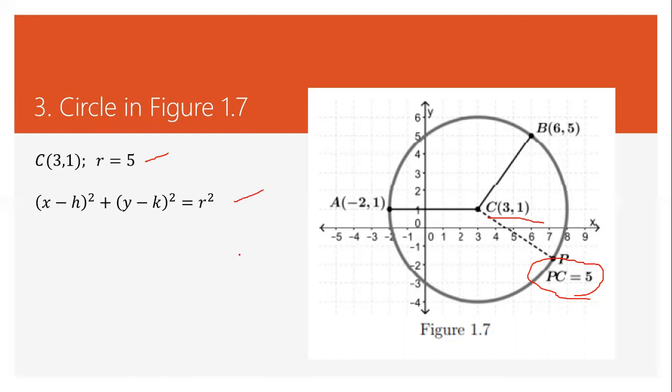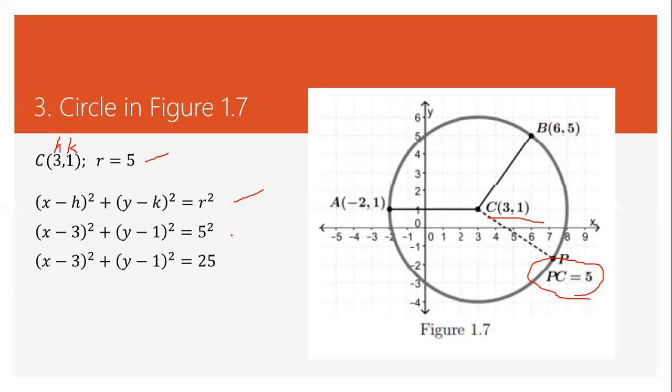So ato na lang siyang i-substitute. So quantity of x minus h squared plus quantity of y minus k squared is equal to r squared. So this is h and this is k. So x minus 3 squared plus y minus 1 squared is equal to 5 squared. So x minus 3 quantity squared plus y minus 1 quantity squared is equal to 25.